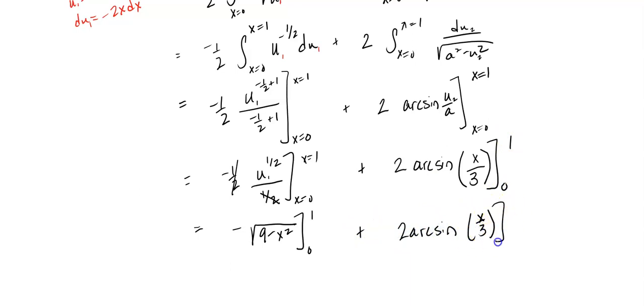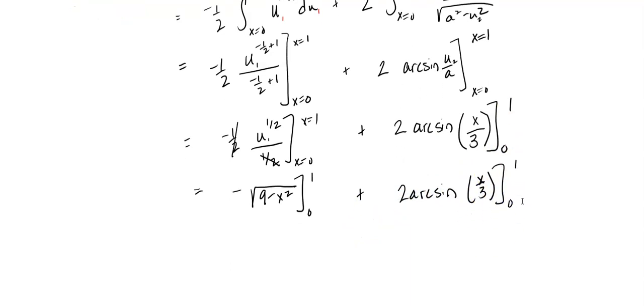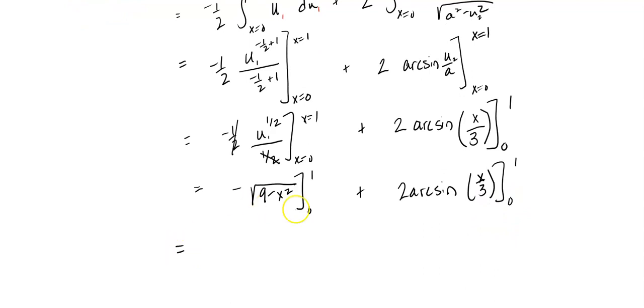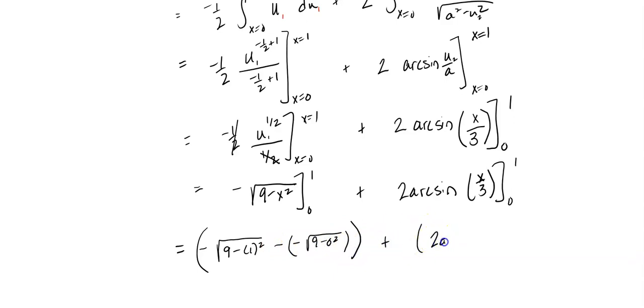And again, I'm just going to try and do all this in one step. So I'll evaluate this definite integral using the fundamental theorem of calculus. I'll take the square root of 9 minus 1 squared, that's a negative on the outside, and subtract the negative square root of 9 minus 0 squared. And then here I'll have 2 arc sine of 1/3 minus 2 arc sine of 0 over 3.